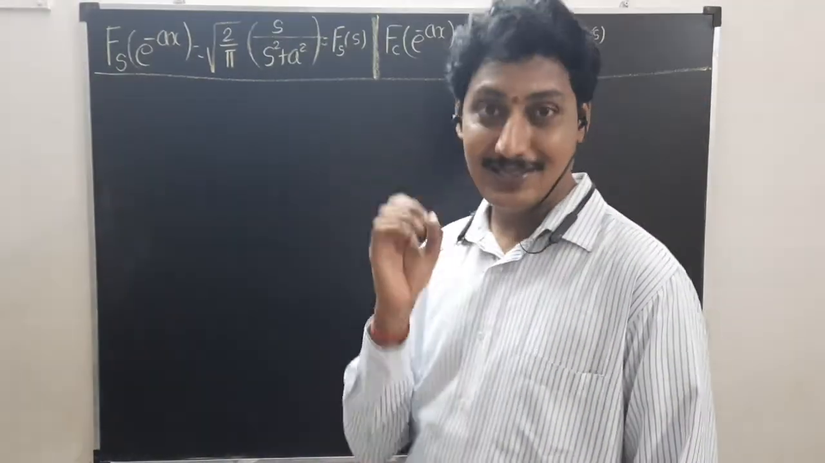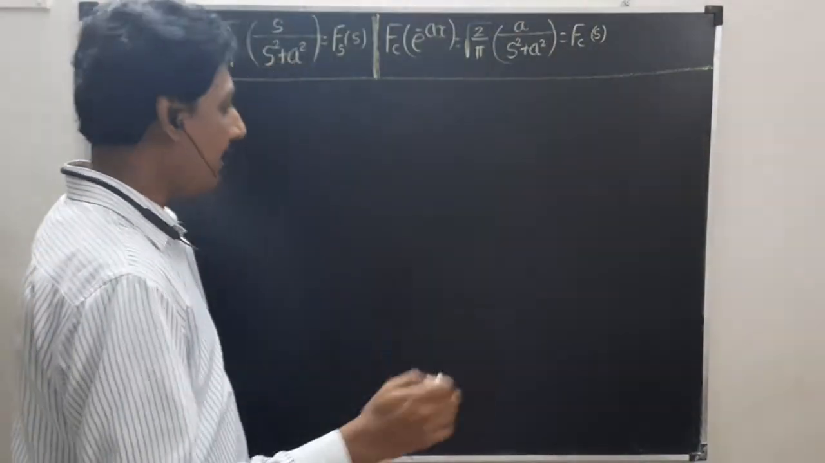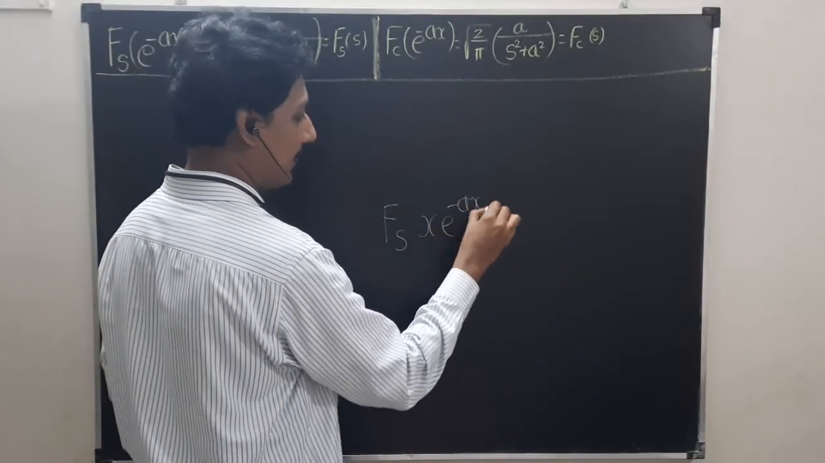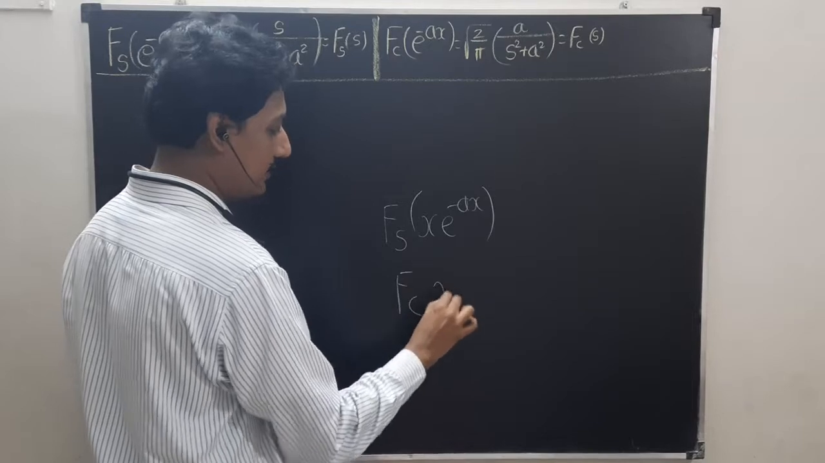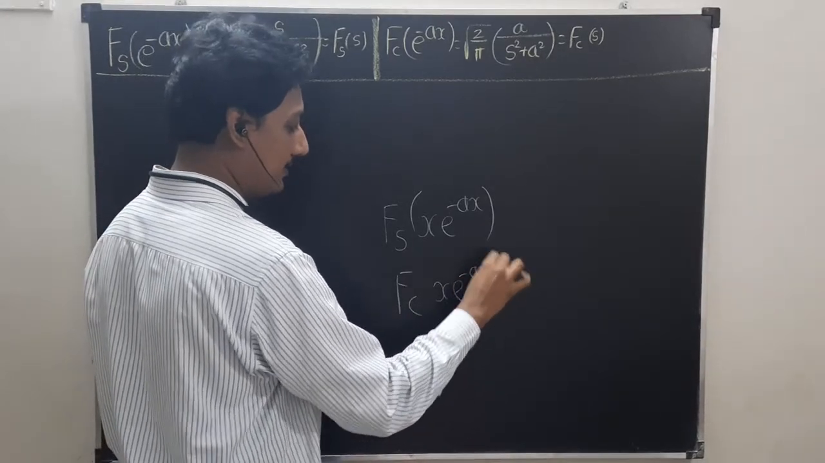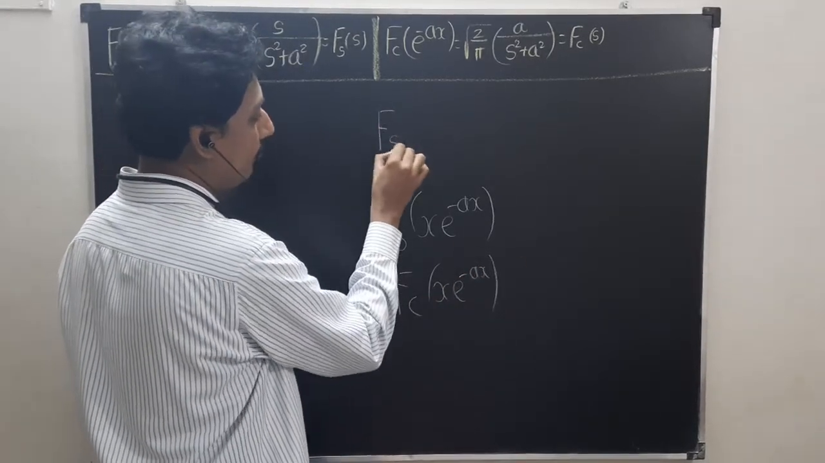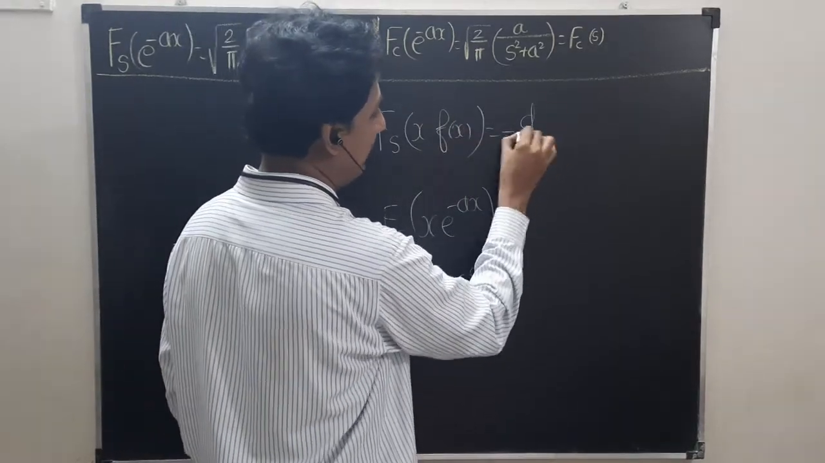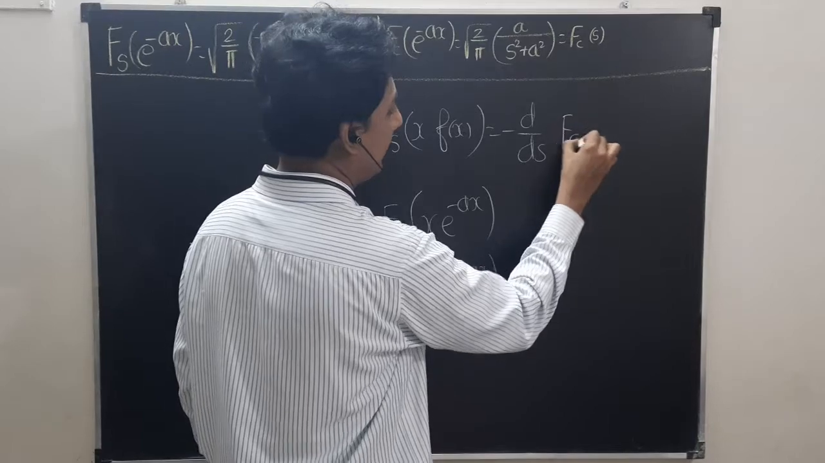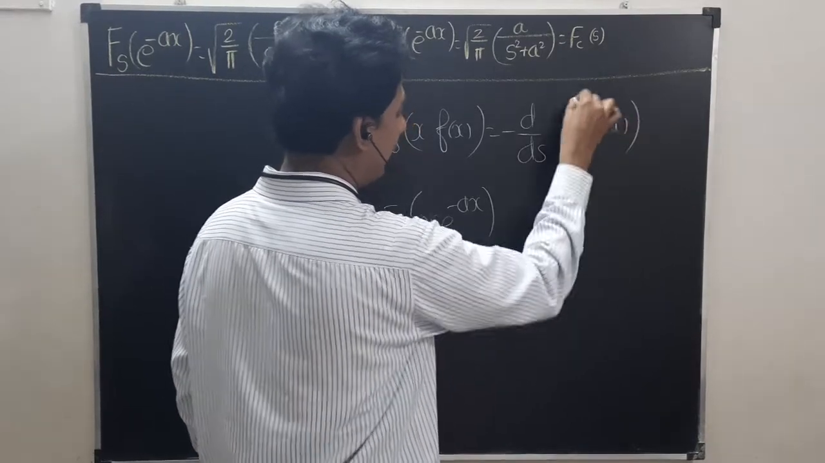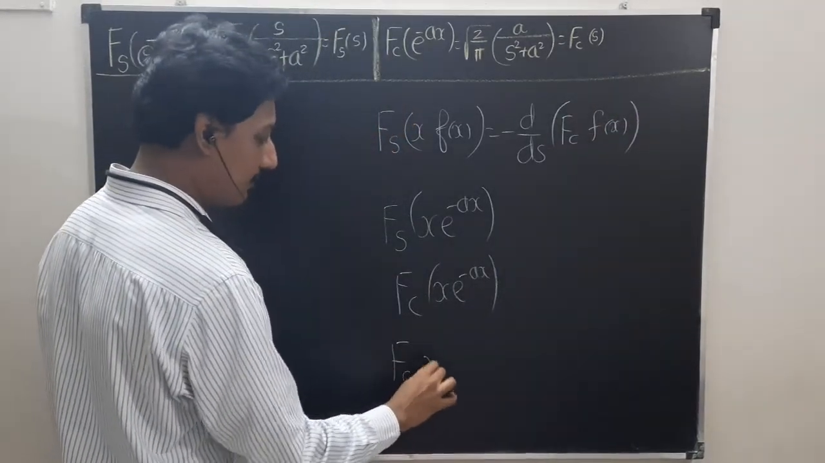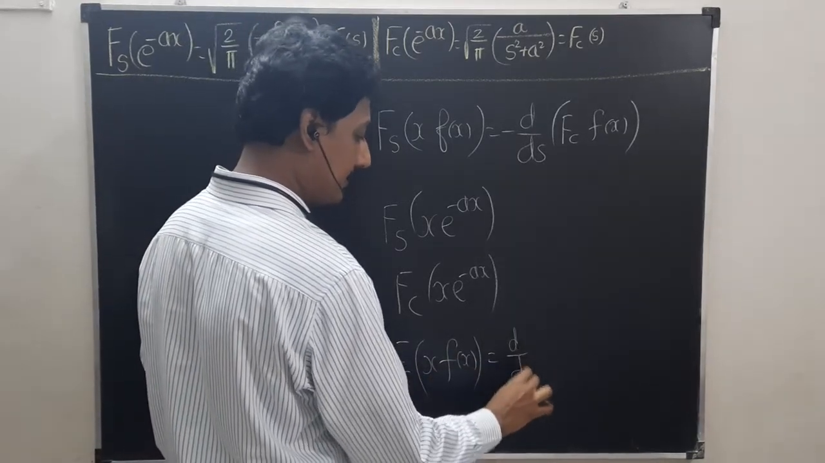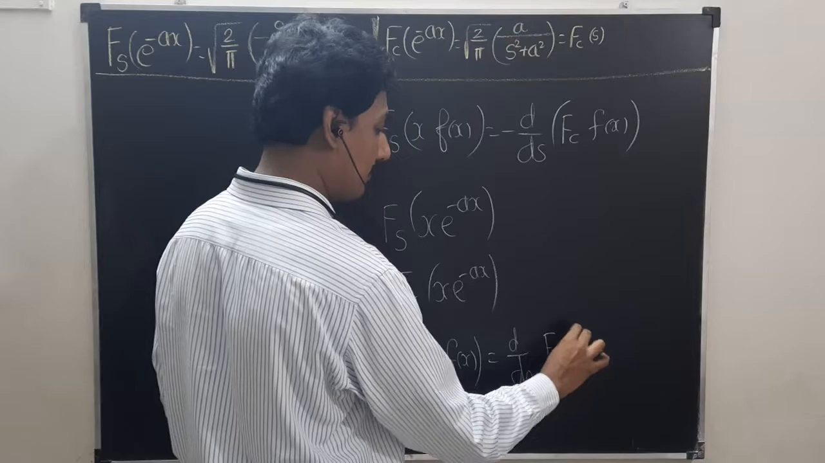Now with the help of this result, we have already seen the Fourier sine transform of x into e to the power minus ax, as well as the Fourier cosine transform of x into e to the power minus ax, by using the property: Fourier sine transform of x into f of x is equal to minus d by ds of the Fourier cosine transform of f of x, and the Fourier cosine transform of x into f of x is equal to plus d by ds of the Fourier sine transform of f of x.